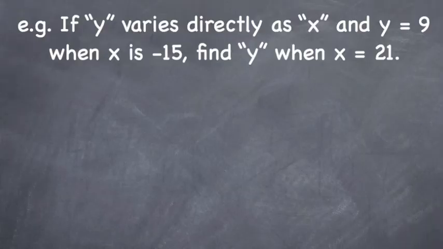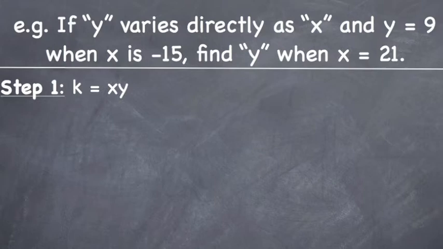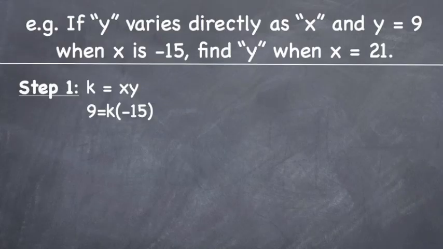Now let's do an example of a direct variation problem. If y varies directly as x and y equals 9 when x is negative 15, find y when x equals 21. First, you write the equation. The variable that follows the word directly in the problem is paired with k. Therefore, the equation would be 9 equals k times negative 15.